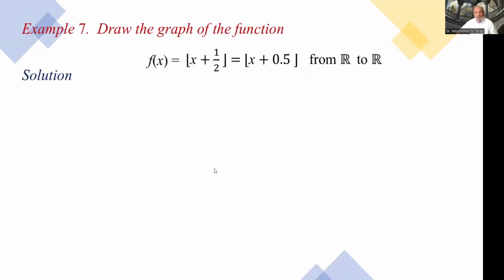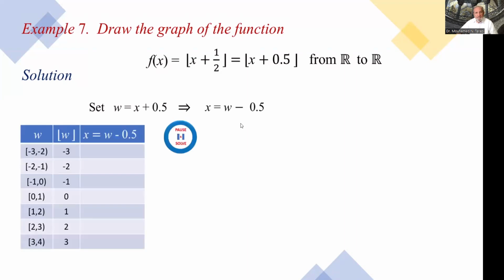Now, this one here, f(x) is equal to the floor function of x plus 1/2. Now, we would expect a shift of 1/2 unit to the left. Let's do that. Again, we call this w. x is w minus 0.5. You do the table.